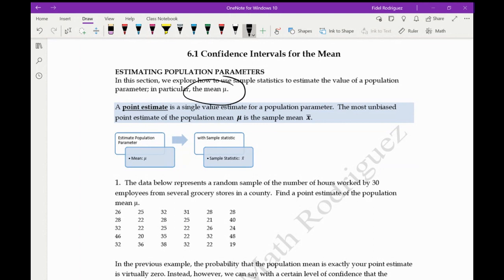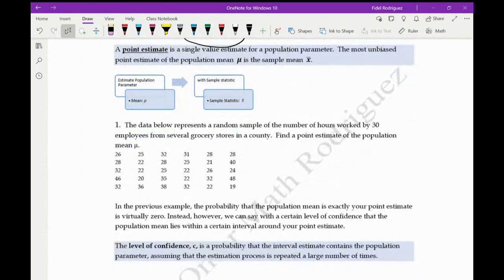So, let's take a look here. The data below represents a random sample of the number of hours worked by 30 employees from several grocery stores in a county. Find a point estimate of the population mean mu. Okay, so the first thing I'm going to do, I'm going to get my calculator going here. And again, my calculator works just like my app. What I'm going to do is enter all these numbers in here. Okay, so I'm going to stop sharing this so that you can see how I'm going to do this on my calculator.